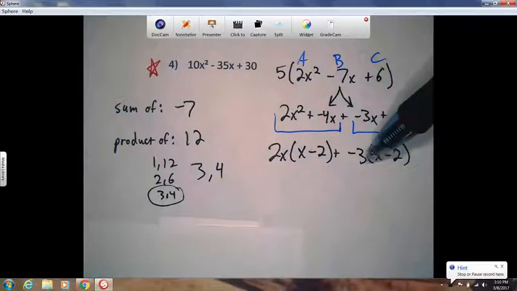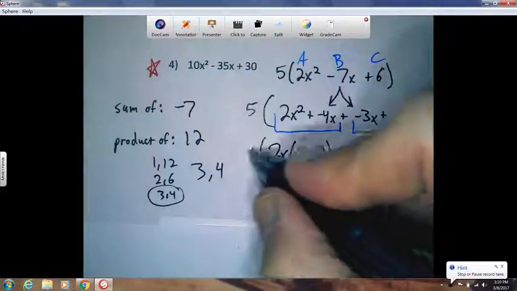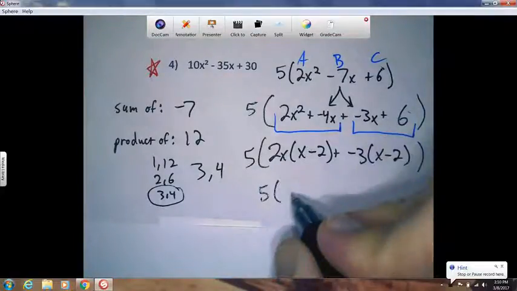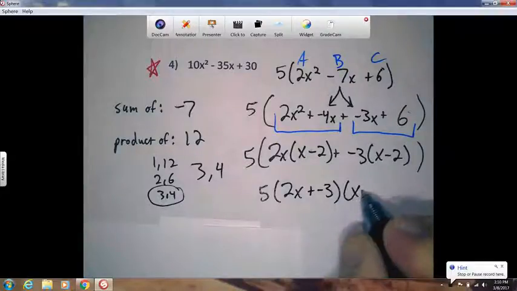Okay, of course, 5 still stays out here. Write your answer, 2x plus negative 3, x minus 2. So you got to keep your greatest common factor outside. It was 5, and I'm going to write it outside my answer.